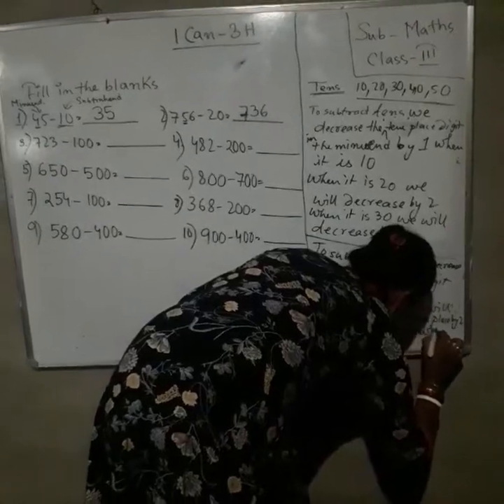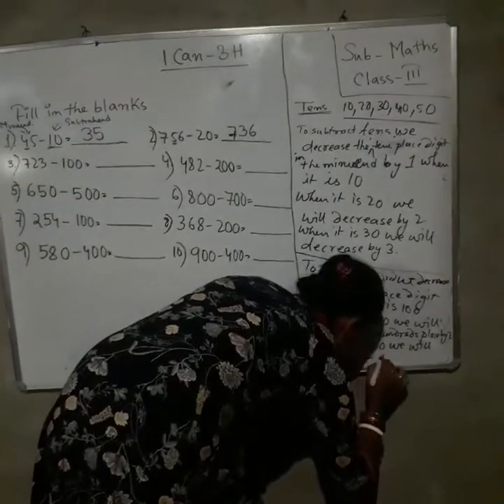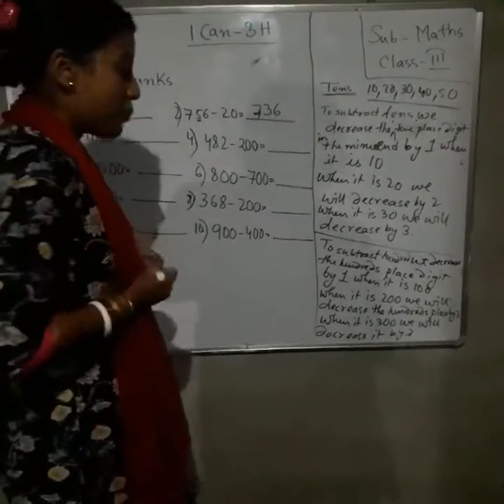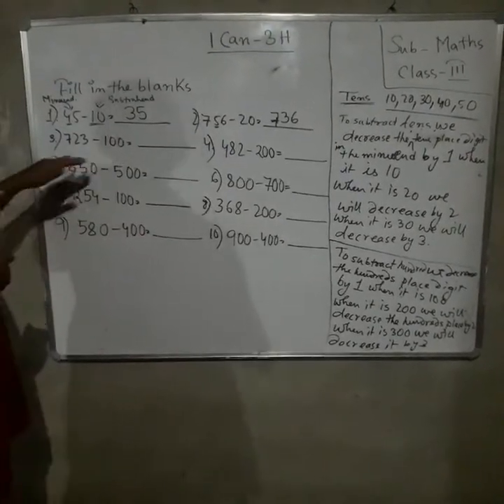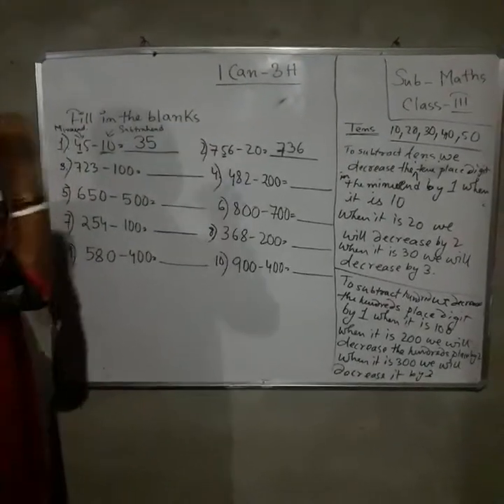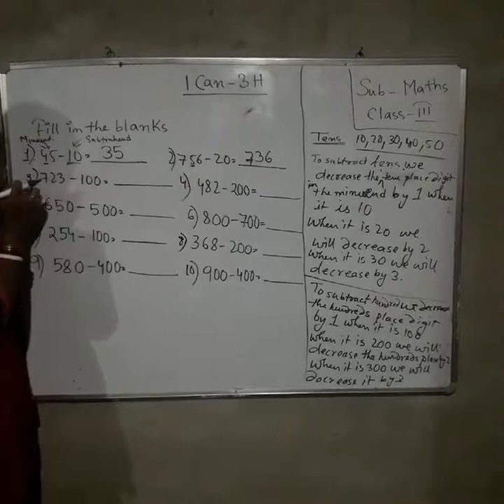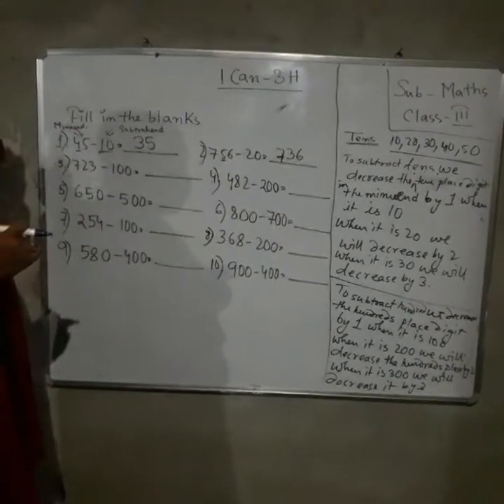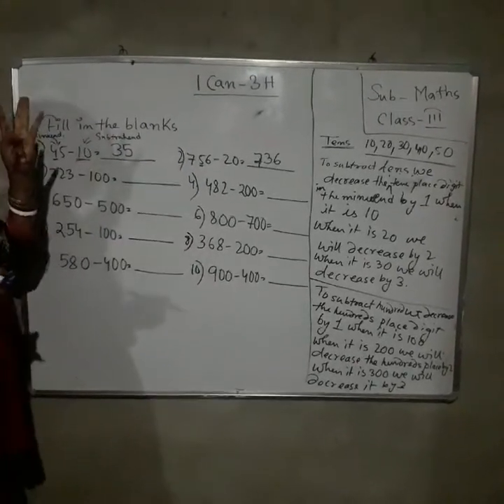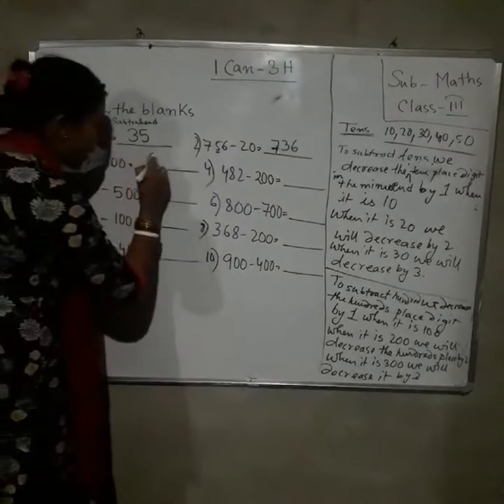we will decrease it by 3. Like this it will go on. When it is 400, we will decrease by 4. When it is 500, we will decrease by 5. So let's do this one. First one is 723 minus 100. 100 means we will decrease the hundreds place digit by 1. 7 minus 1 is 6. So you will write 623.